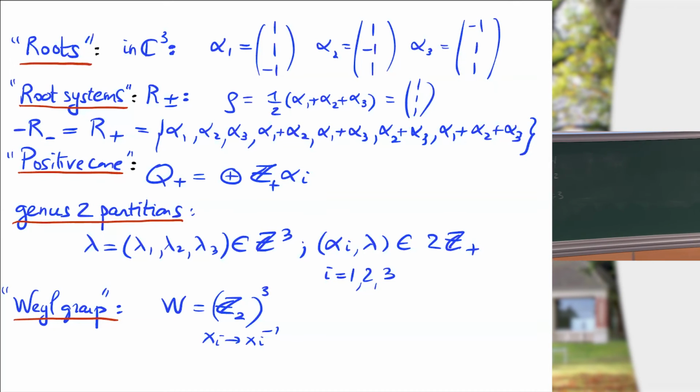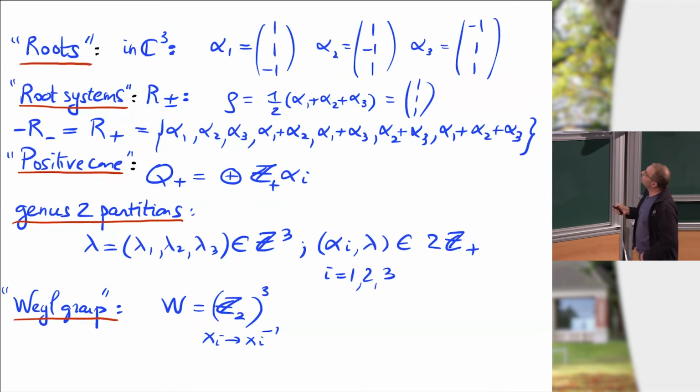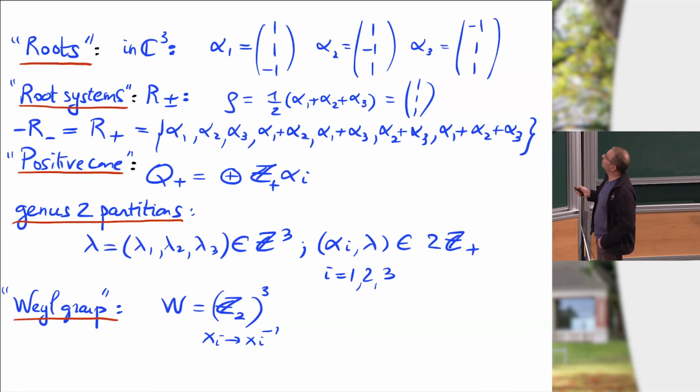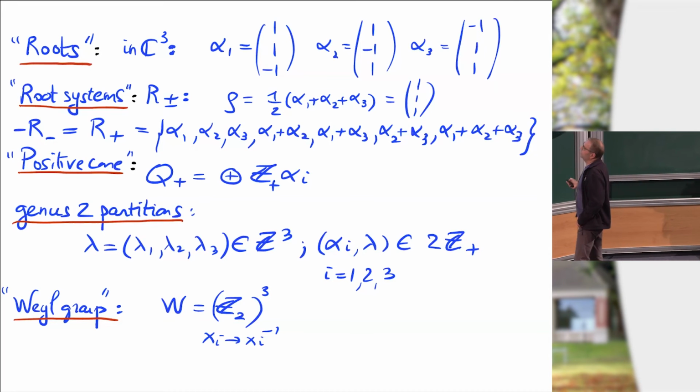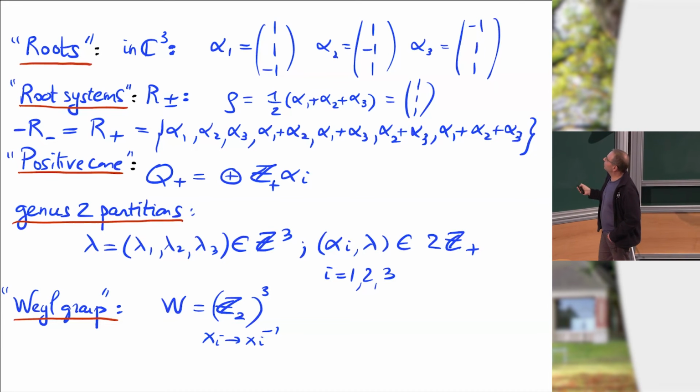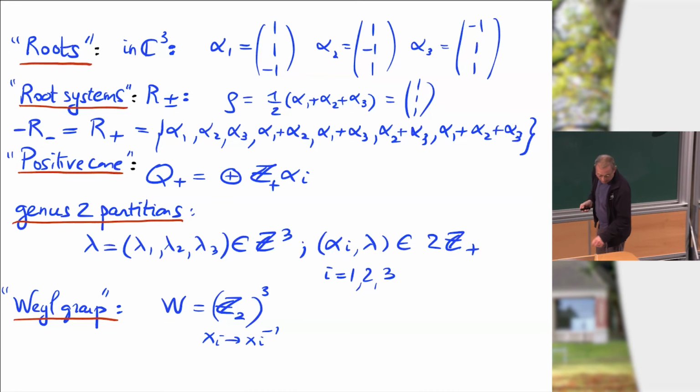Okay, so this is my positive roots, and there's a positive cone associated to it. And now the genus 2 partitions are just the triples of integers, such that these dot products with the alphas, right, are even positive integers. Okay, and the Weyl group, like I said, just corresponds to inverting independently the three variables.